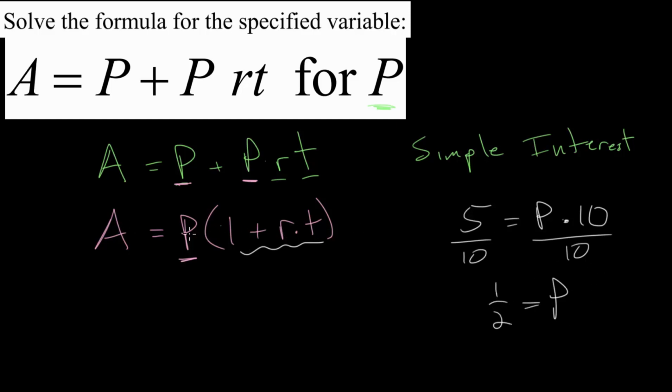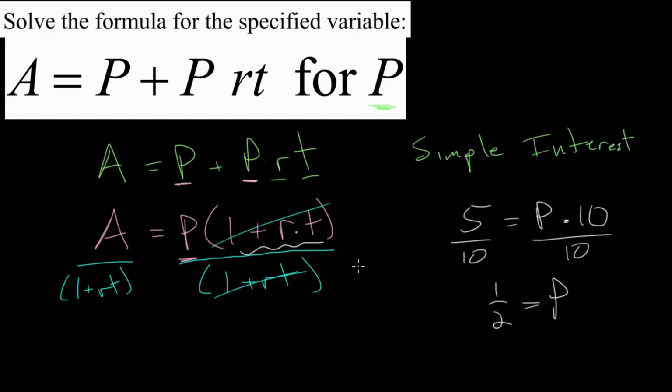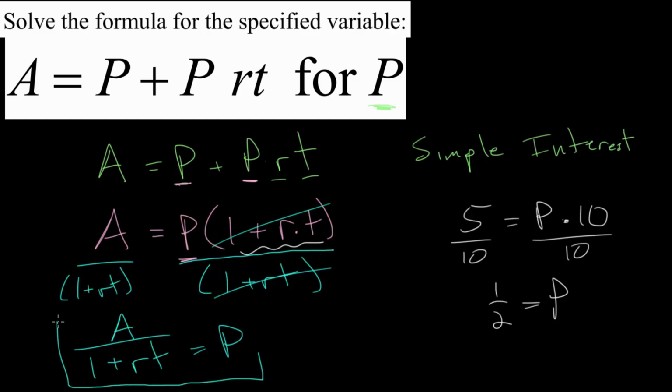But in our case, this is a more complicated expression, so we have to divide by the entire expression. That's 1 plus RT. We'll do it on both sides of the equation. And on the right-hand side, we have something divided by itself, just like here, and those will cancel. So that we just get P on the right-hand side, and on the left, we get A over 1 plus RT. So this right here should be our final answer.